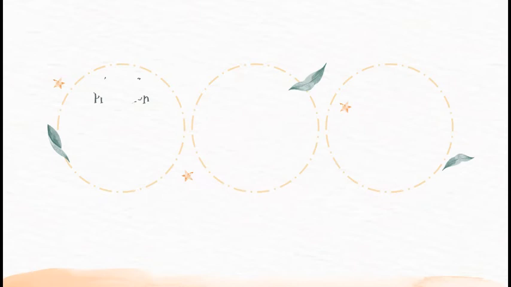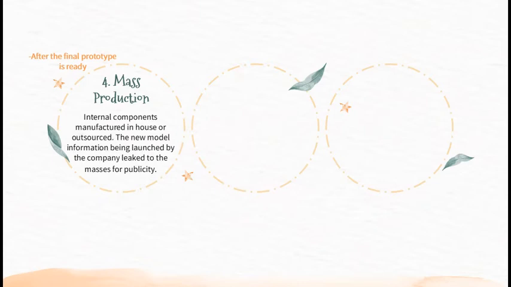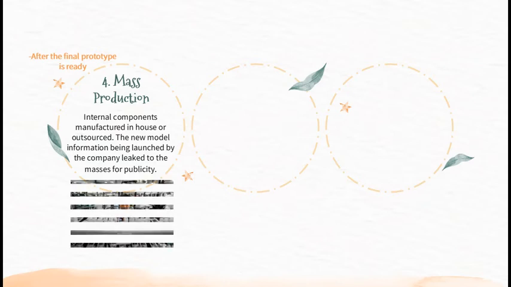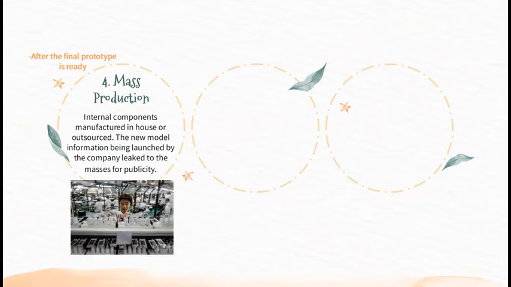The fourth step is mass production. It is time for mass production after the final prototype is ready. In this, the internal components of smartphones manufactured in-house are outsourced. Later, the new model information being launched by the company is leaked to the masses for publicity. It is very helpful because it will popularize us to the public, and they will get to know about the new model going to launch.